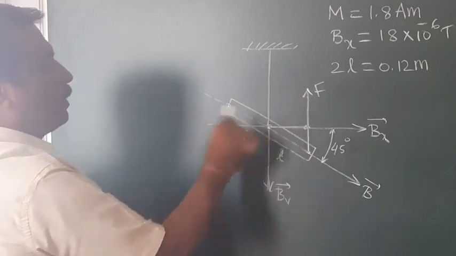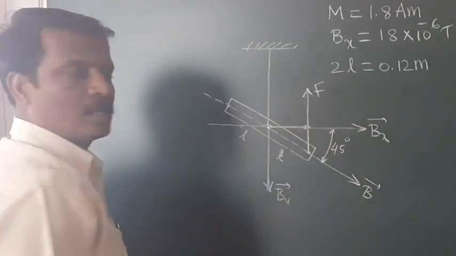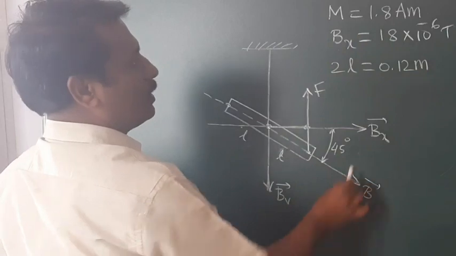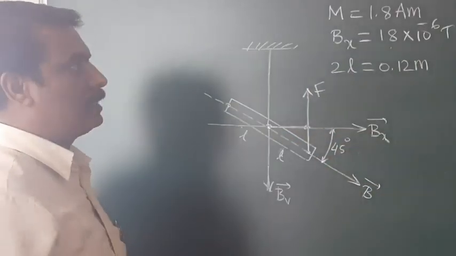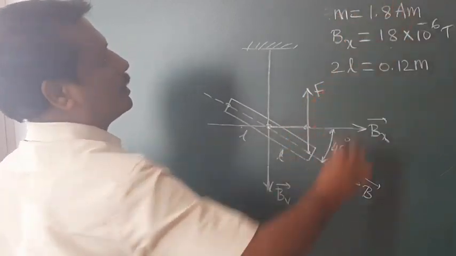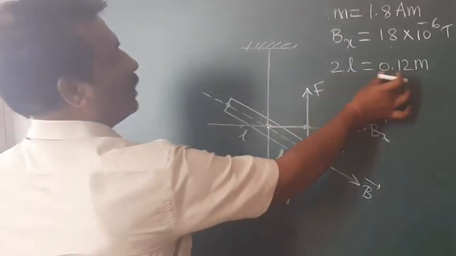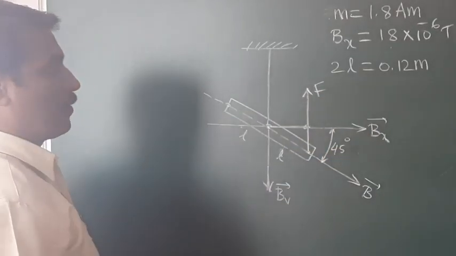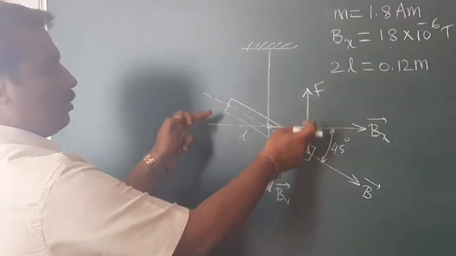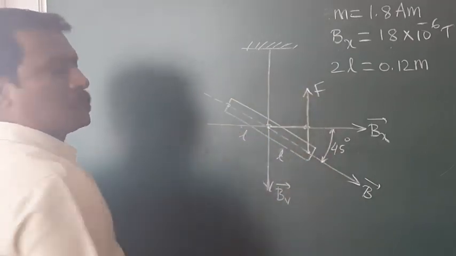The magnetic needle is suspended by a thread, and it makes an angle of 45 degrees with the horizontal component of Earth's magnetic field. Here the horizontal component of Earth's magnetic field is given, it is 18 into 10 raised to minus 6 Tesla, and the magnetic pole strength m is given, 1.8 Am, and the length of the needle is given, it is 0.12 meter. Now to bring this needle to the horizontal position, how much vertical force must be applied? That is the question.